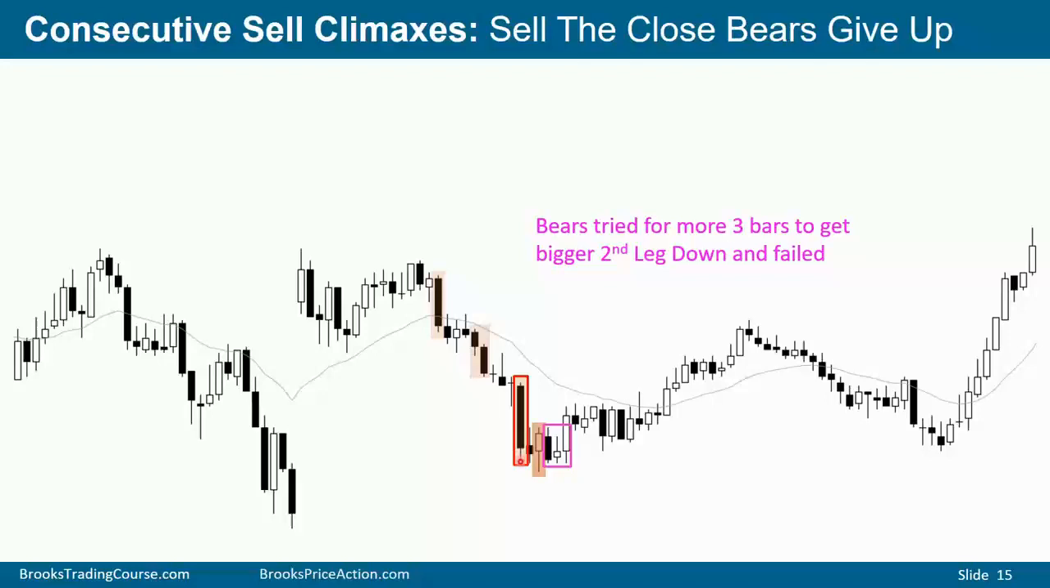The bears were hoping this big bear bar would lead to a second leg down, and it did. This pause bar, followed by this bull bar, might be the second leg down. This little bear bar will be the second leg down for other bears. And that might be all that the bears get.